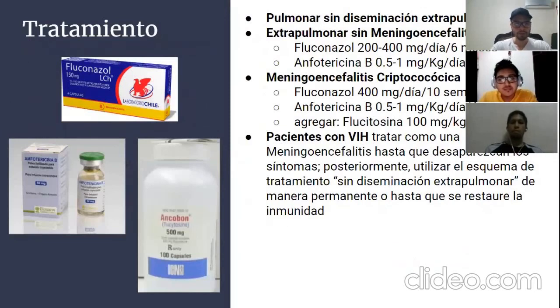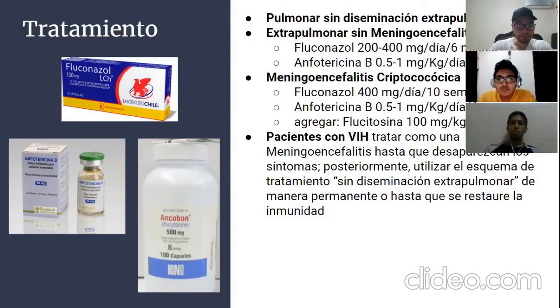The treatment. 3 drugs are the basis of our treatment for cryptococcal infection: fluconazole, flucytosine, and amphotericin B. We must consider the stage of the infection. In the case where the patient presents a localized pulmonary infection without extrapulmonary dissemination, or presents an infection with extrapulmonary dissemination without meningoencephalitis, the treatment to be followed will be fluconazole 200 or 400 milligrams per day for 6 months and amphotericin B 0.5 or 1 milligram per kilogram daily for 6 weeks.